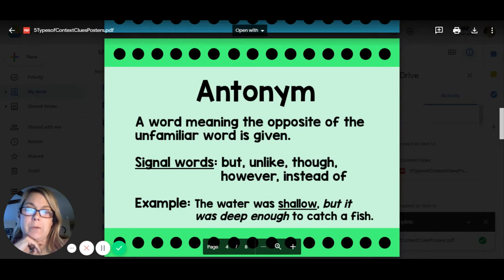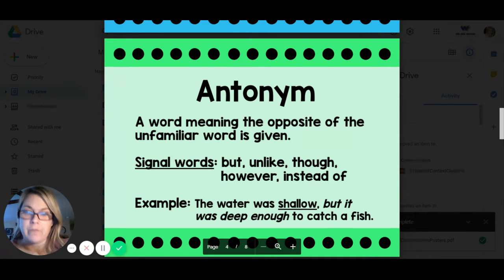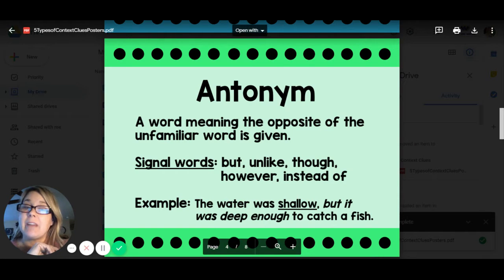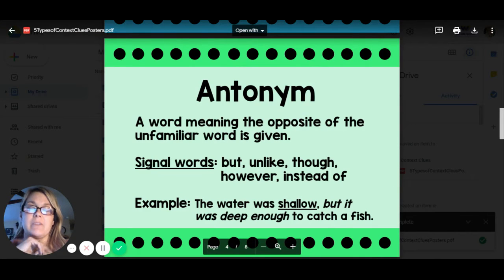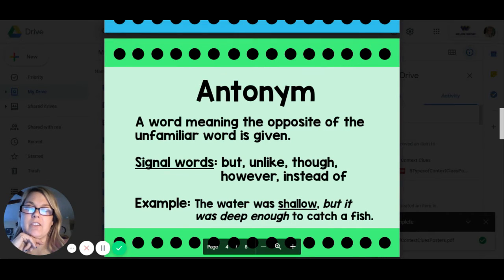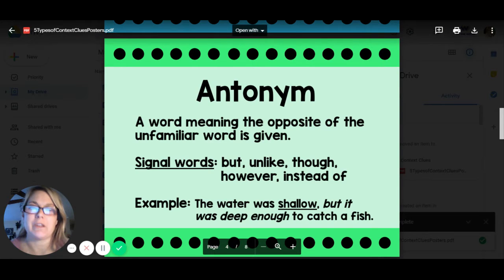And here's an example. The water was shallow, that's our unfamiliar word, but it was deep enough to catch a fish. All right, so but it was deep enough. So an antonym, it was deep enough. What word do you know here? Deep. So what is the opposite of deep? Not deep, right? And so we know that word actually is shallow.